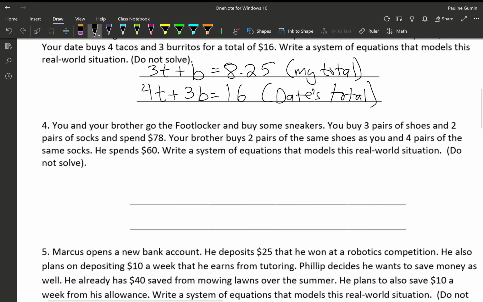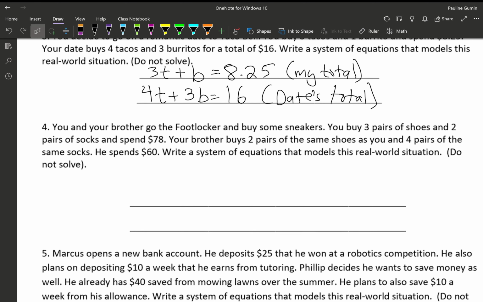Number 4, you and your brother go to Foot Locker and buy some sneakers. You buy 3 pairs of shoes and 2 pairs of socks for $78. Let's pretend there's a giant sale going on to make this possible. Your brother looks up to you and buys 2 pairs of the same shoes and 4 of the same socks. He spends 60 bucks. Let's write a system.